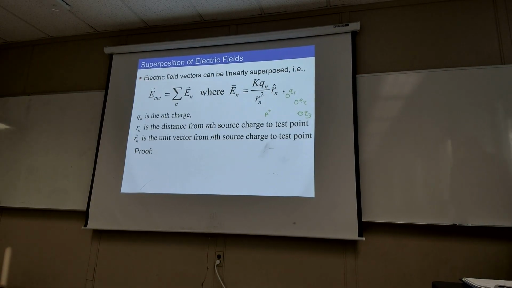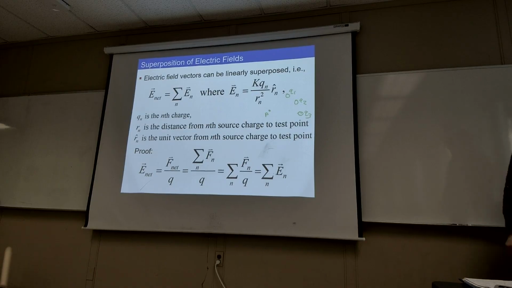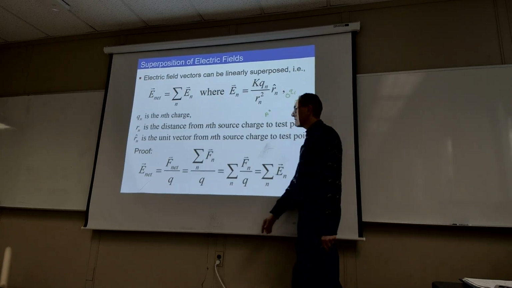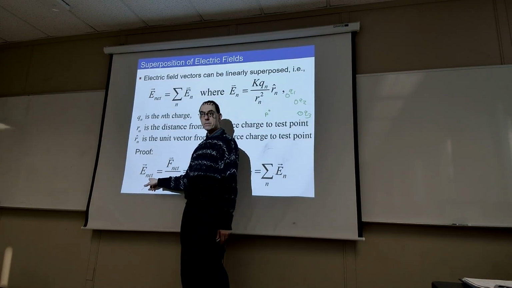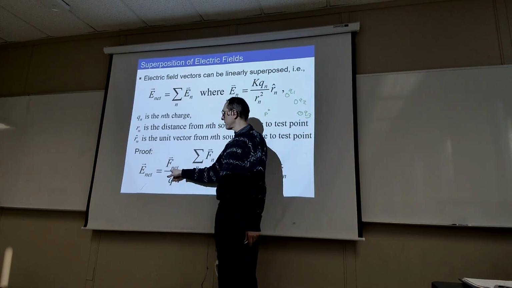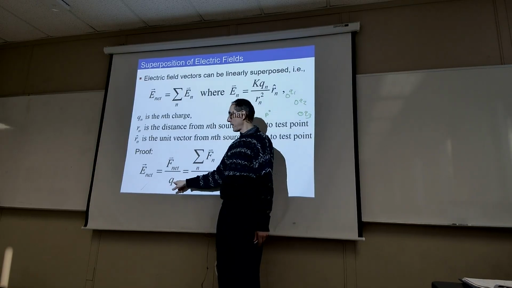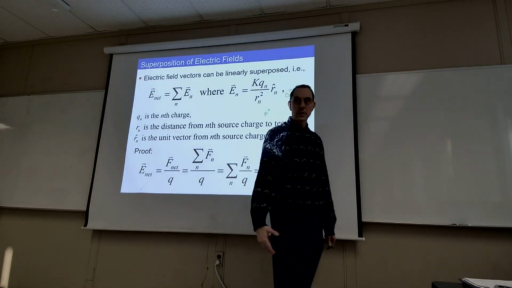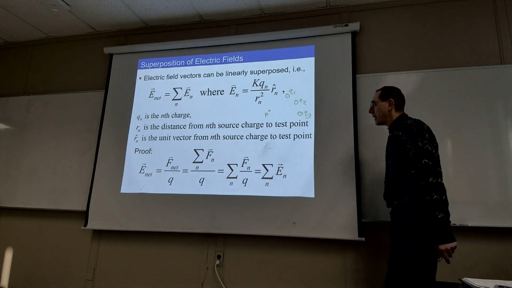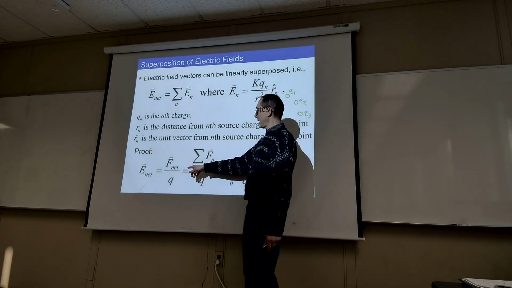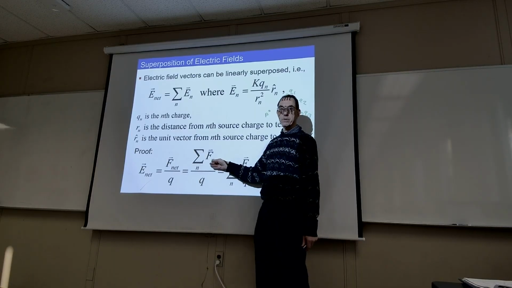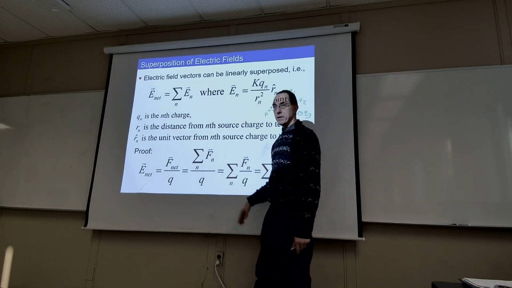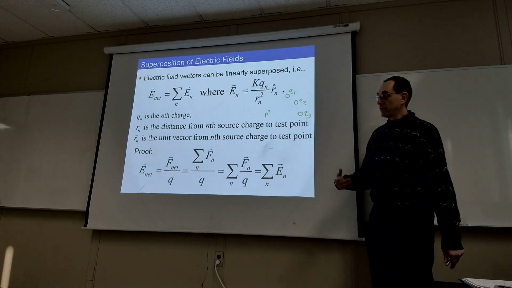I'll give you a short proof of this. Why is this true? Let's start over here. We know by definition that the electric field is the force on a charge divided by the value of that charge. That's the definition of electric field. What is the net force on a charge? The net force on a charge is the sum of the forces due to all the various charges in the problem. We know this from Phys 1. Vectors add, forces add vectorially.